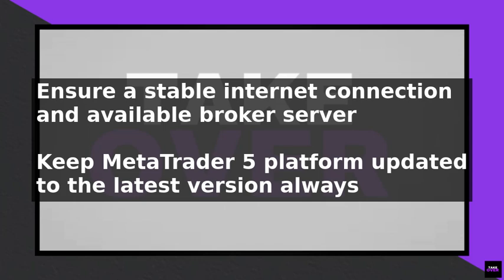Always remember to keep your account information and password secure to prevent unauthorized access to your trading account.